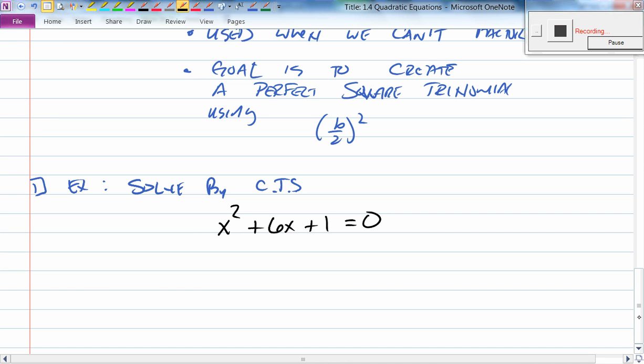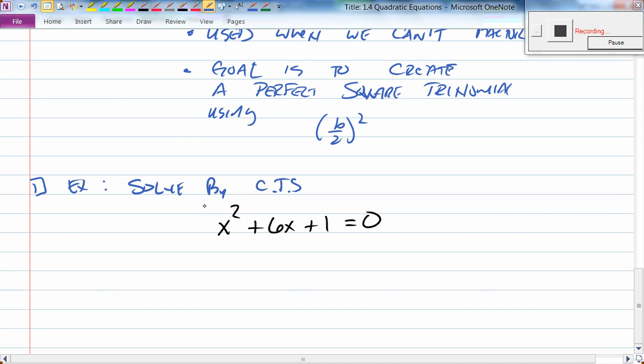All right, let's go through our checklist here. This is a quadratic. How come? Because x squared, good. Can we factor this thing? No, why not? 1 and 1. Yeah. There's no product of 1 that's going to add to 6. Just not going to happen. So factoring is out. Next thing we're going to do is we're going to complete the square.